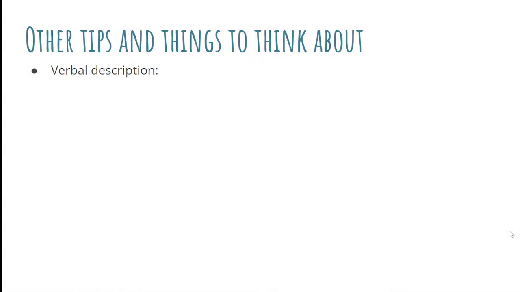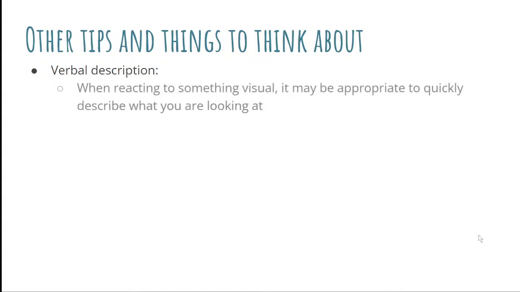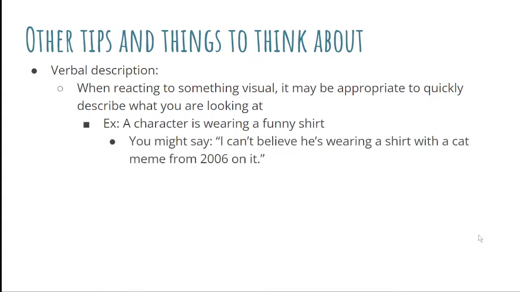Another thing, talking about verbal descriptions: you might also want to use verbal descriptions when you're reacting to something visual that's going on the screen, especially if there's no other sort of auditory cue of what's going on. So, for example, maybe a character is wearing a funny shirt in the game and you start laughing, but no one knows why you're laughing. You might say, "I can't believe he's wearing a shirt with a cat meme from 2006 on it."